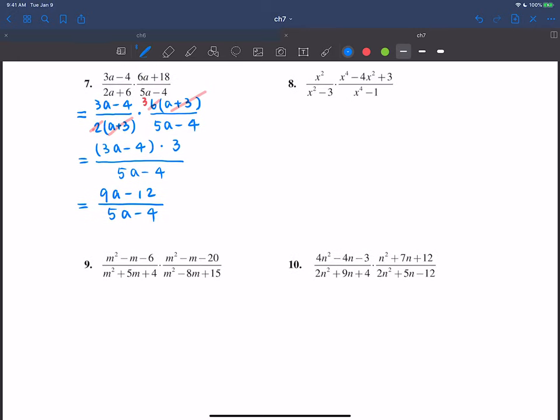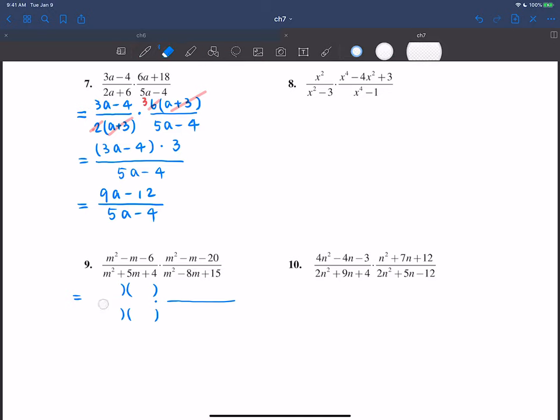Number 9. Number 9 is more complicated because we have quadratic expressions everywhere. That means we need to do educated guess. Factor every single part. Do the structure first. Something times something. For each part, we're going to have two factors. So put two pairs of grouping symbols.